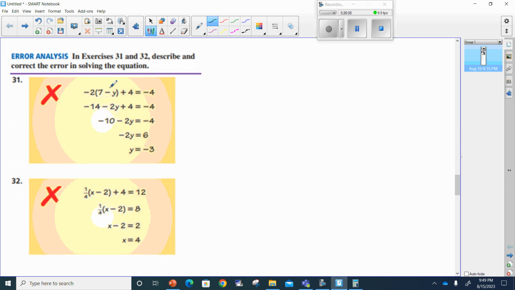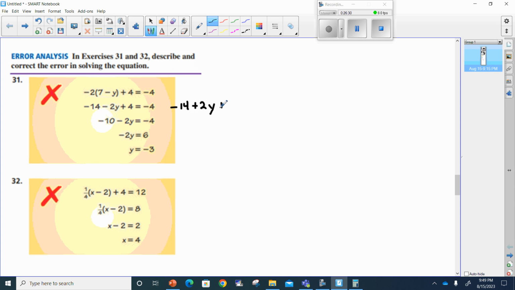Describe and correct the error. Well, I know that this is going to distribute properties. Negative 2 and 7 makes negative 14. That's correct. Negative 2 and negative y will give me a positive 2y. So that's incorrect. Let's go ahead and correct that over here. Negative 14 was correct, but it should be a positive 2y because a negative times a negative is a positive.